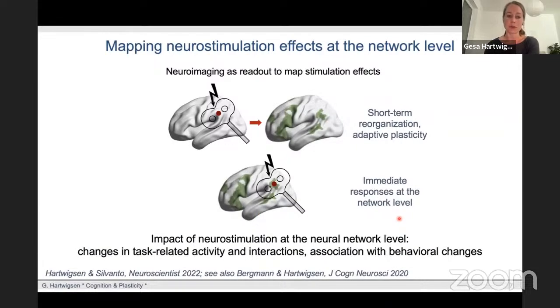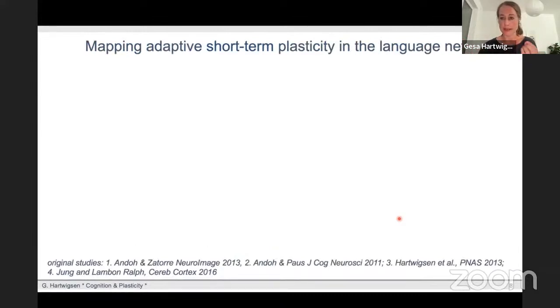So both combinations quantify the impact of neurostimulation at the neural network level, and we can look at changes in task-related activity, for example, during a language task, related interactions or effective connectivity, and associate them with behavioral changes. You could, of course, also include resting state and quantify the impact of neurostimulation during rest, and then try to predict how this will individually affect task performance. So this is the basis that we need to understand how we can use such approaches in the language network.